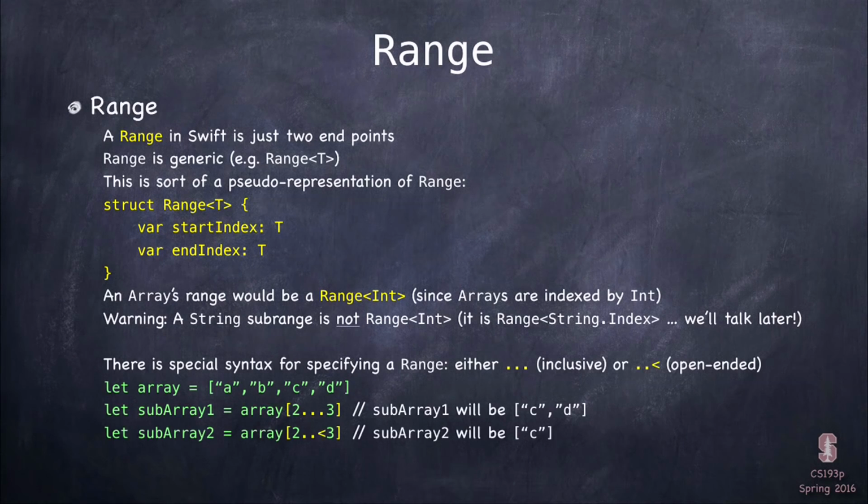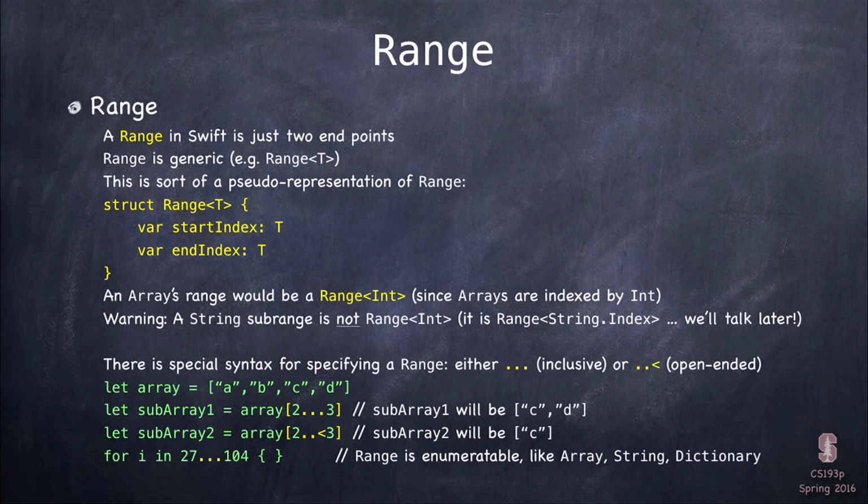Now, just like with optionals, where we got question marks and exclamation points, there's some special syntax for ranges, which is this ... and ..< You see them right here? This means a range that goes from 2 to 3. This is a range that goes from 2 to 3, but does not include 3. So that would be just the number 2 right there.